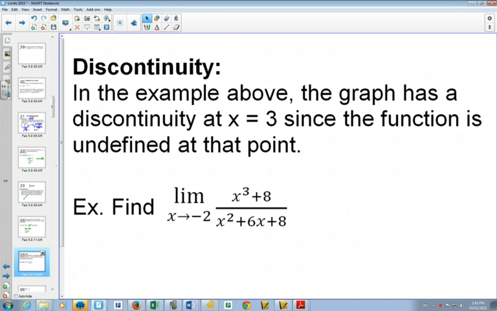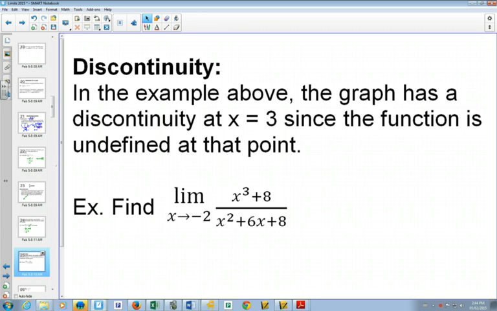All right, so for this example, we got -2, and if you try to plug in -2 right away, on the bottom you're going to find out that you get 4 minus 12 is -8, plus 8 is 0. So that's not a good thing. So we need to come up with some way so that we can make this factor so that things cancel out, so that we are able to plug in -2.